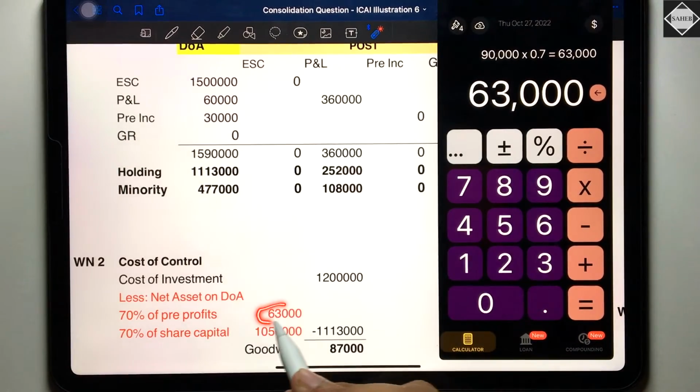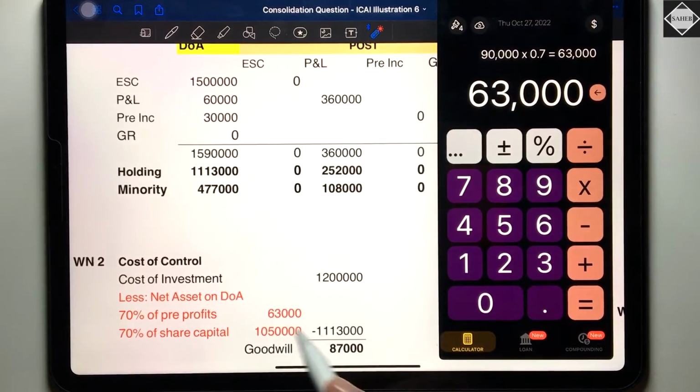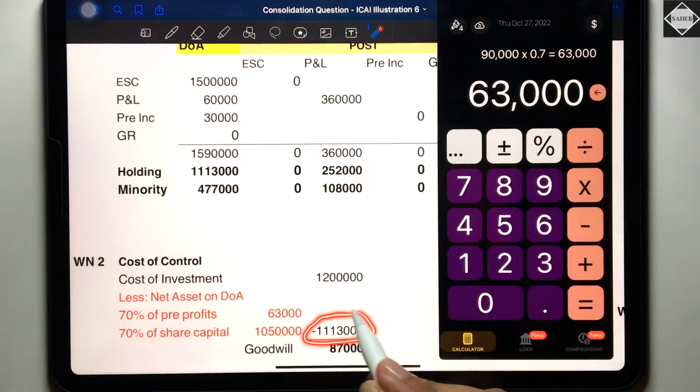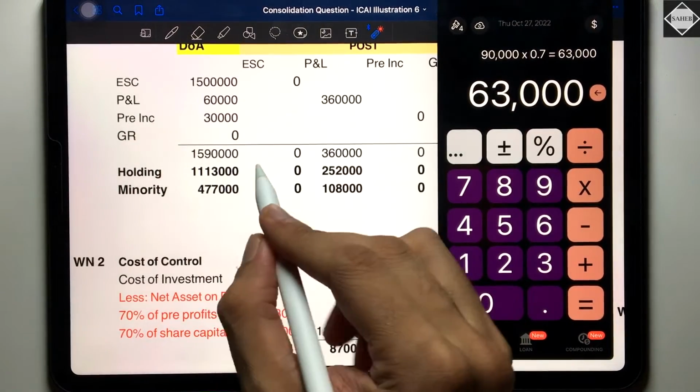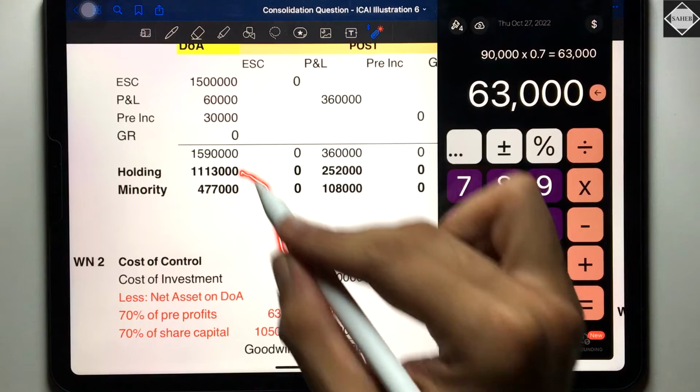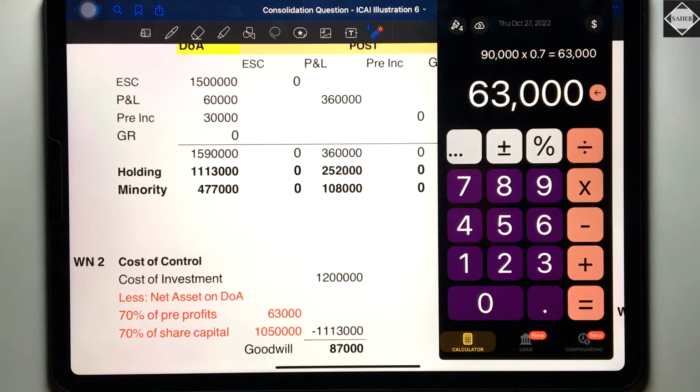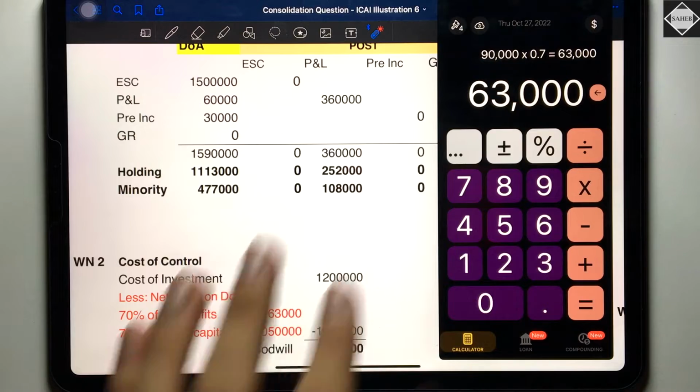So 63,000 is the 70% of pre-profits. So if you add up those two, you will get this much, 11,13,000. The same thing. See, this and this is same, isn't it? It's same, right? So that is why what I always suggest is just follow this way.